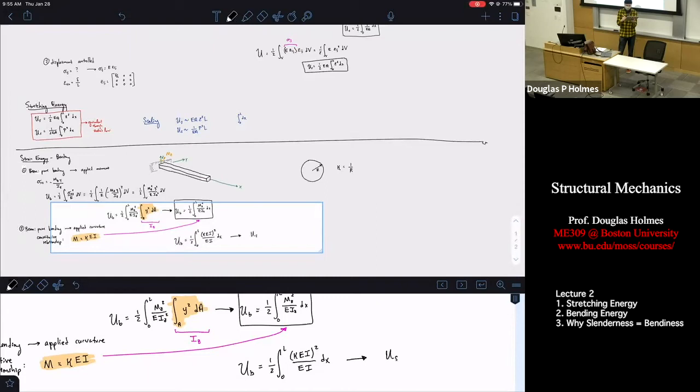And we can say that our bending energy is equal to EI over 2 times the integral of kappa squared dx.